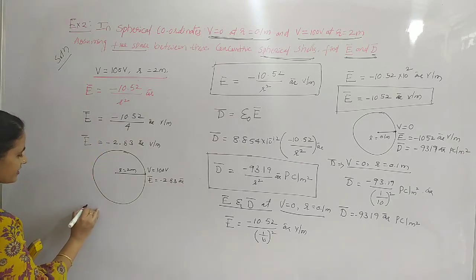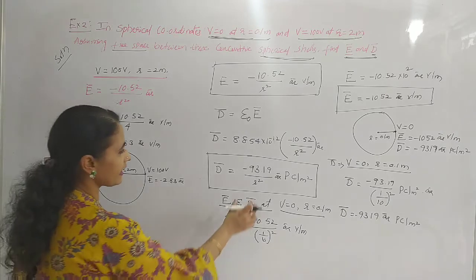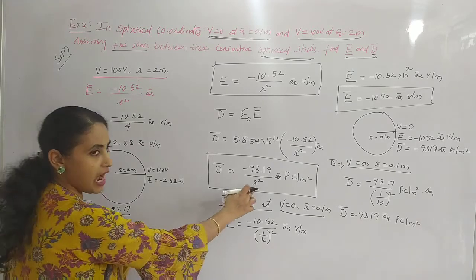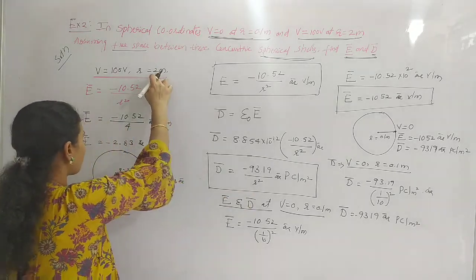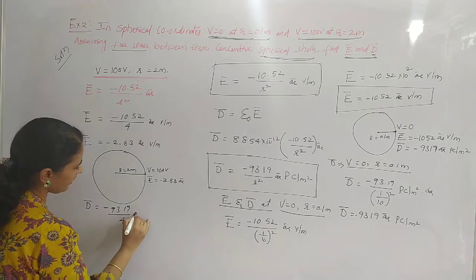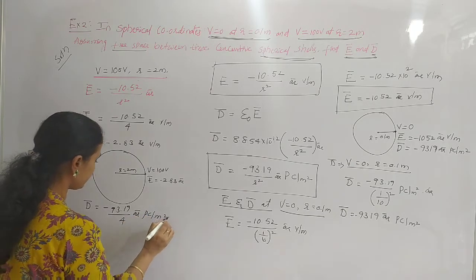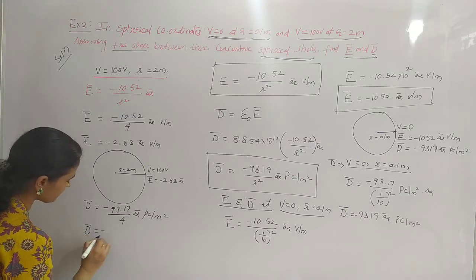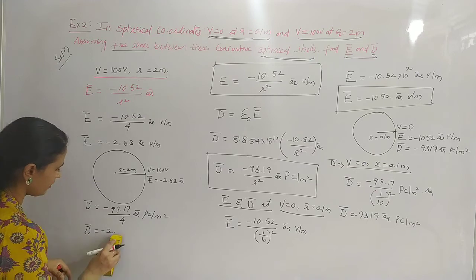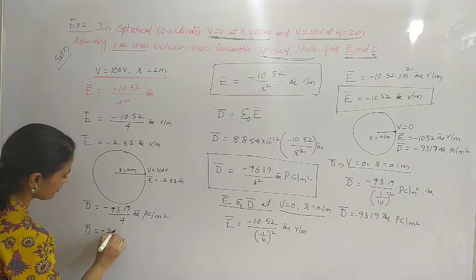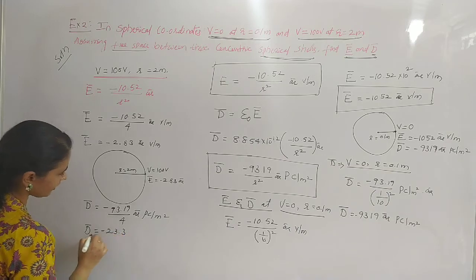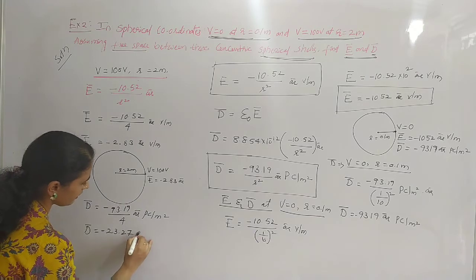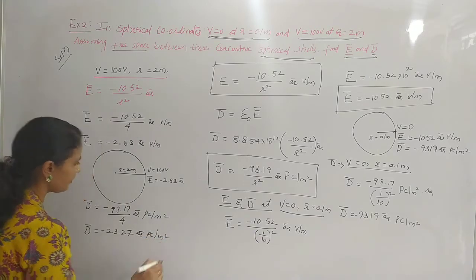Let us find the flux density D bar also. D bar is minus 93.19 by R square, and R square is again 4, 2 square is 4, AR picocoulomb per meter square. So D bar is given by minus 23.27 AR picocoulomb per meter square.